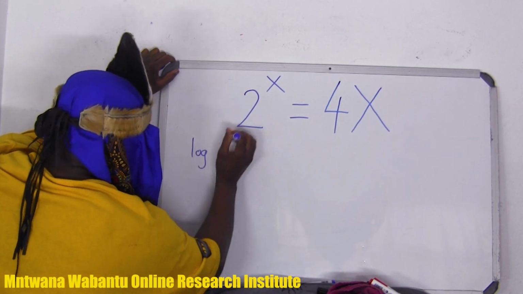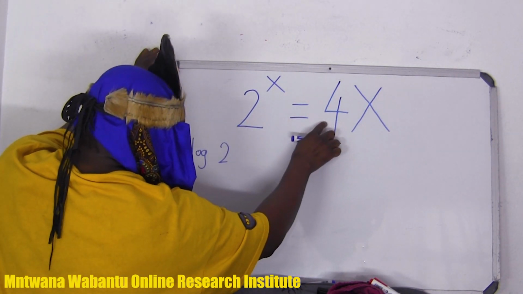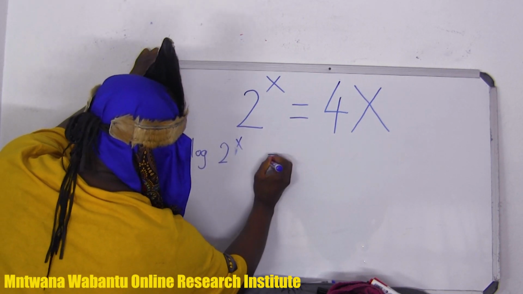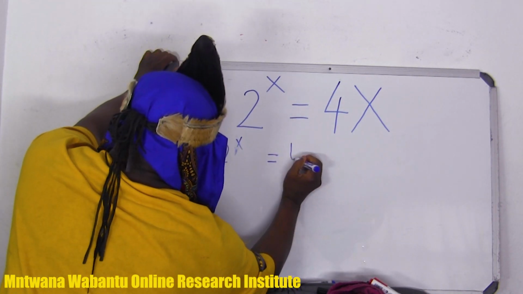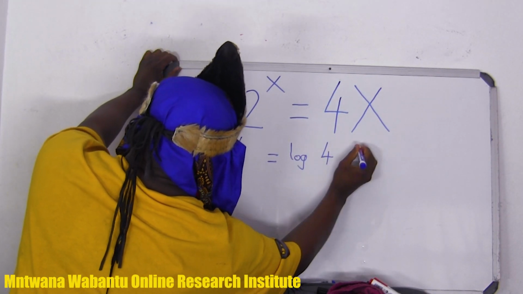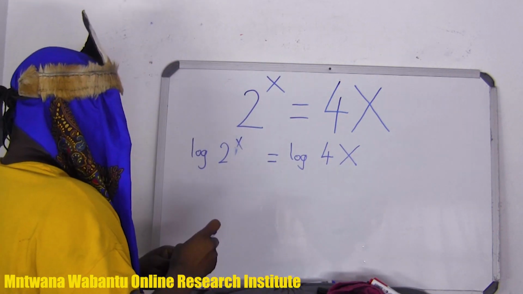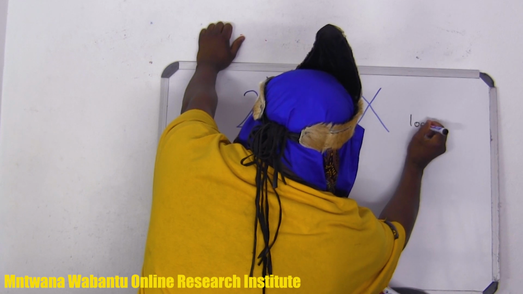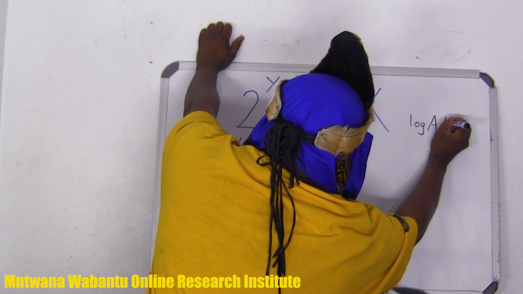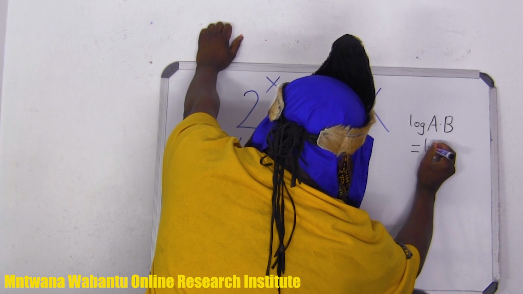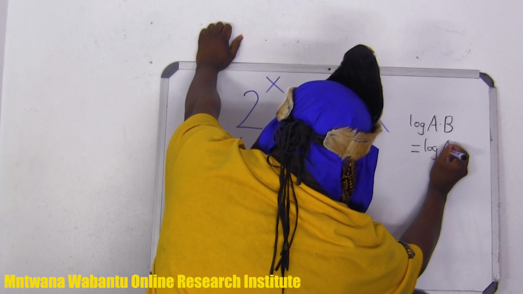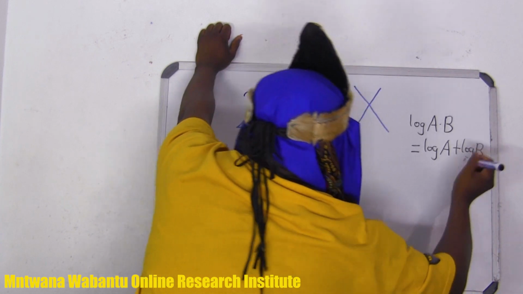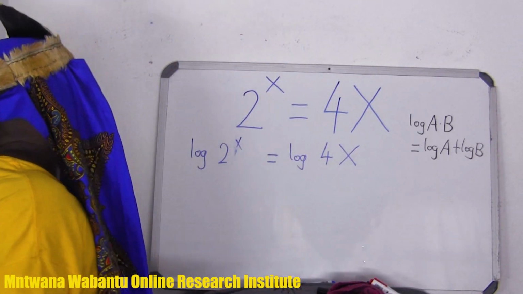I'm going to apply log on the left, and log on the right, so we have log of 2 to the power x, equal sign, and then log of 4x. But remember we have the laws of logarithms. The law says, if you have log of a times b, this is the same as log of the first one, since it's multiplication, plus log of the second one.